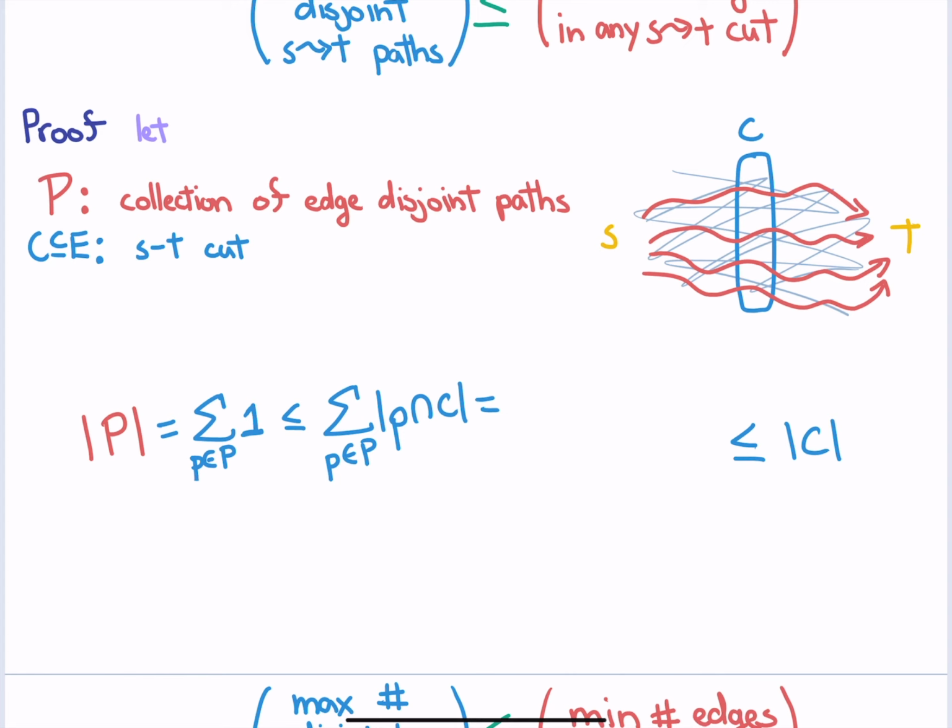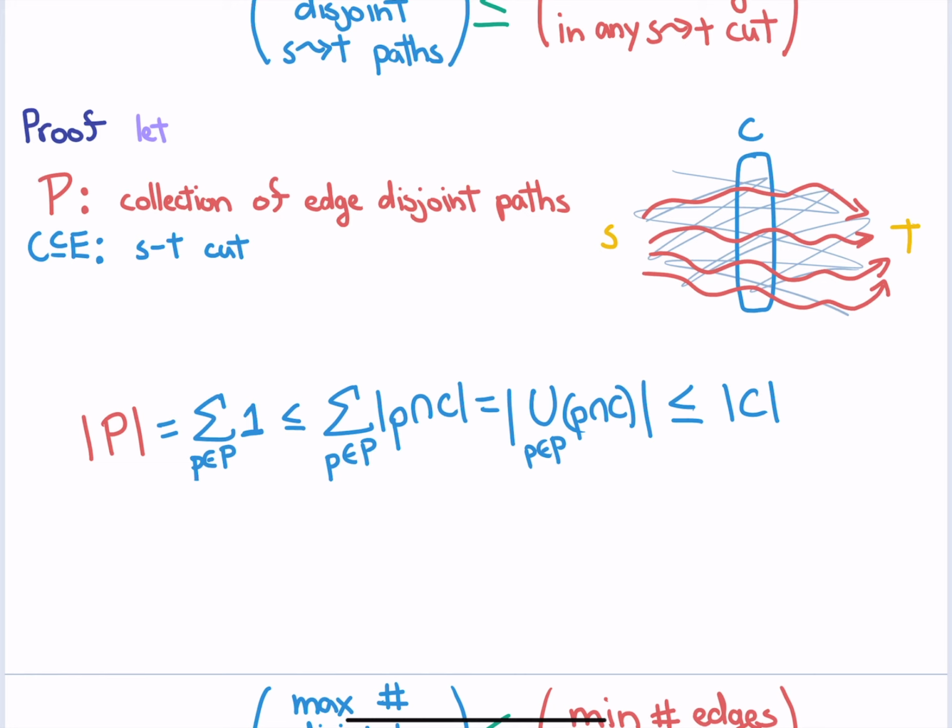So that means if I took the union over all the paths of that overlap, I'm not double counting anything. They're all disjoint edges. And then finally, they're all subsets of the cut, so the whole union will be at most the cut. Maybe that's too mathematical. Really, the argument is just you have all these paths, each path has at least one edge from the cut, and they have to be different edges. So the number of paths is at most the number of edges in the cut.